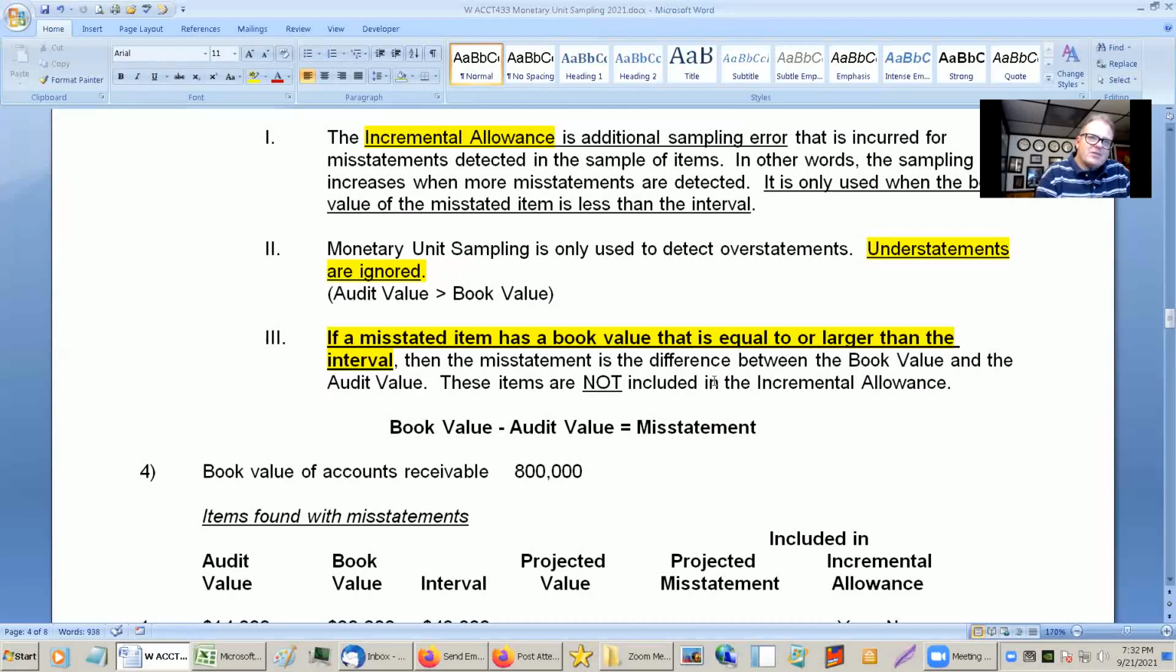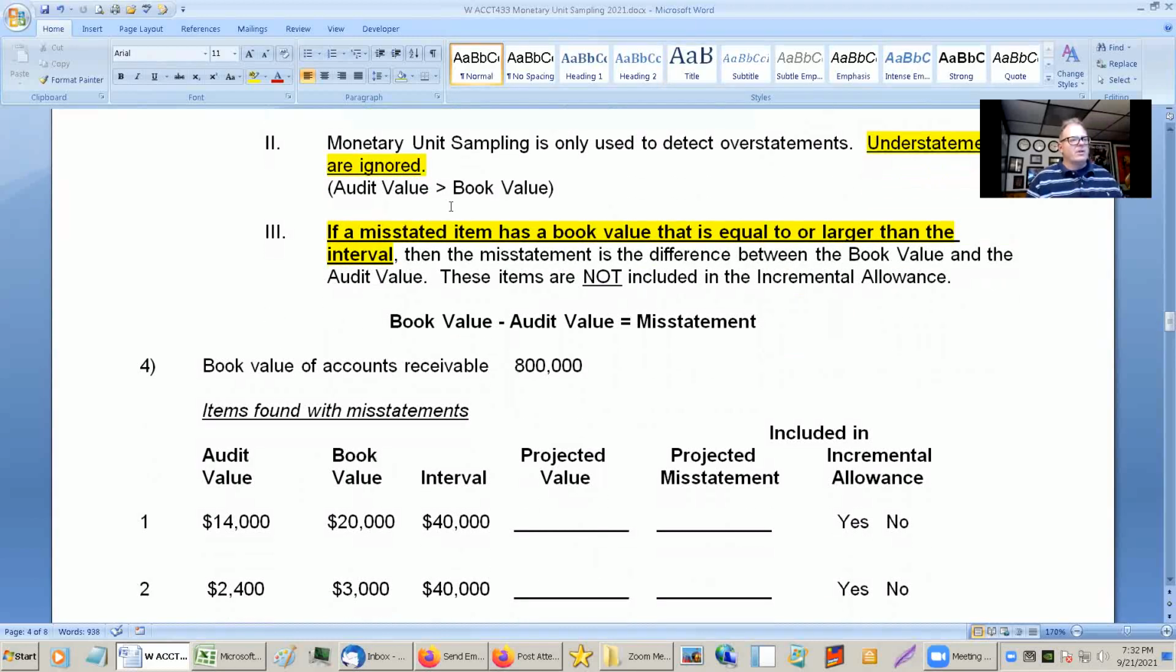But the reason is, when we take a sample, we always try to project it over the entire population. So when we find one where the actual item is larger than the interval, so it's 100% going to get picked, for those items we just look at what the actual misstatement is. I'll show you why in a minute.